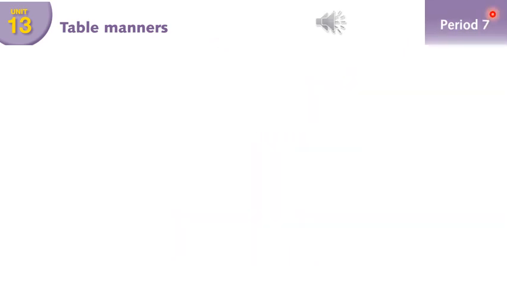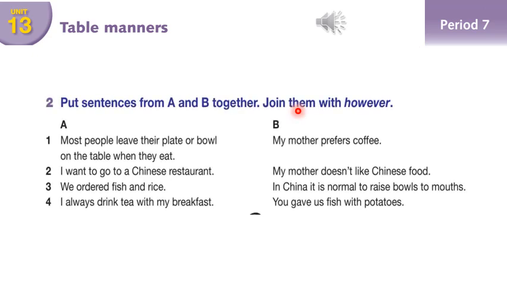Now let's move to period 7. Here we have this exercise. Here we have to know what the word however is. However means but. Of course, however connects two sentences. First the first sentence, then a comma, then however, then a comma, then the second sentence.